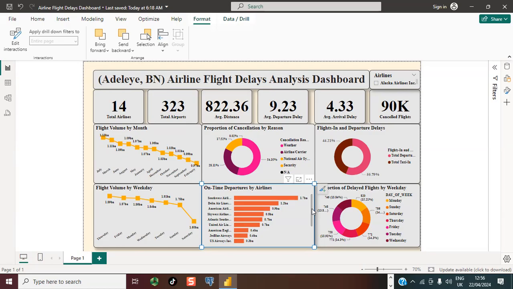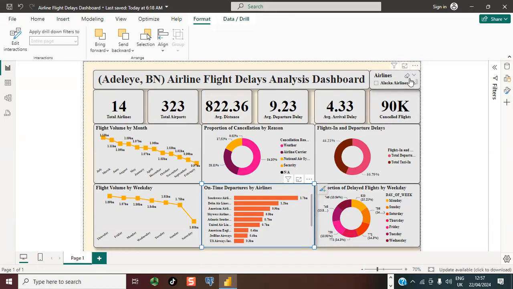Looking at flights in and departure delays in comparison, we can see that total flights in show 44.21% compared with total departures with about 55.79%. Then we can see the weekday delayed flights. Delayed flights occur mostly on Mondays, constituting 15.21%. So these are the major insights gathered from this data.